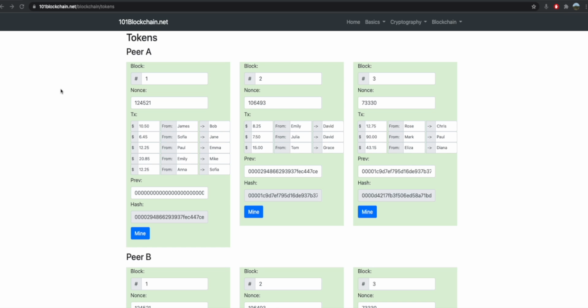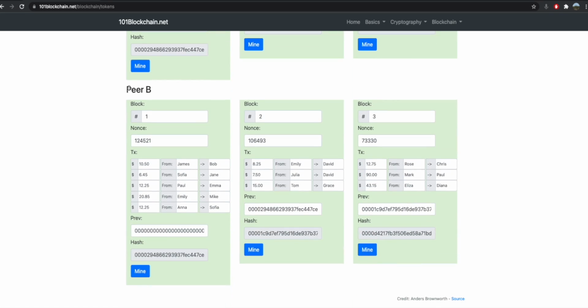Here is the distributed blockchain with transactions in real currency. These transactions can be in any currency or even commodities. For simplicity, we're only showing two peers, or two copies of the blockchain, as peer A and peer B.